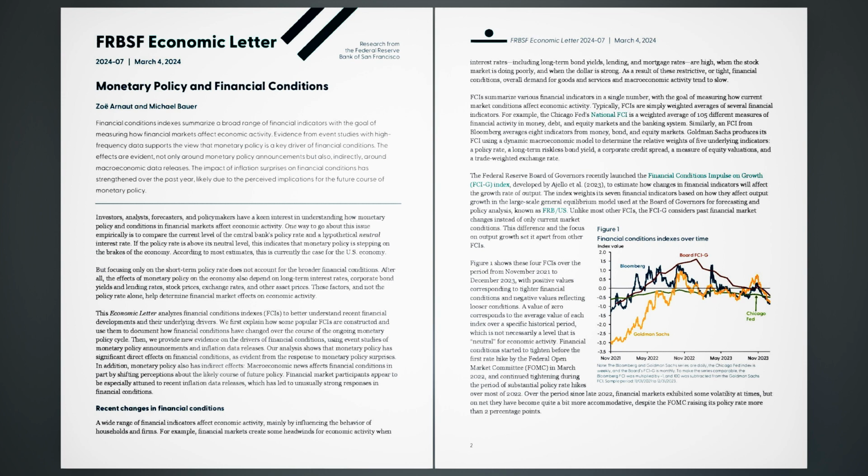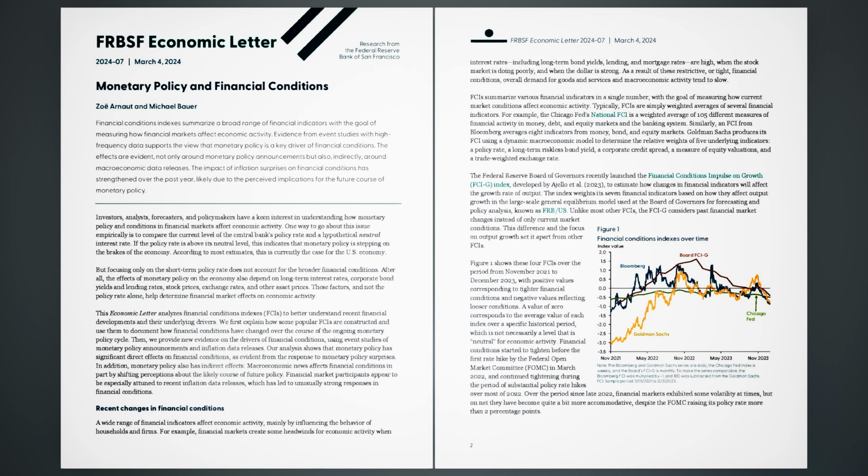The Federal Reserve Board of Governors recently launched the Financial Conditions Impulse on Growth, FCIG, Index, developed by Aiello et al., 2023, to estimate how changes in financial indicators will affect the growth rate of output. The index weights its 7 financial indicators based on how they affect output growth in the large-scale general equilibrium model used at the Board of Governors for Forecasting and Policy Analysis, known as FRB-US. Unlike most other FCIs, the FCIG considers past financial market changes instead of only current market conditions. This difference and the focus on output growth set it apart from other FCIs.